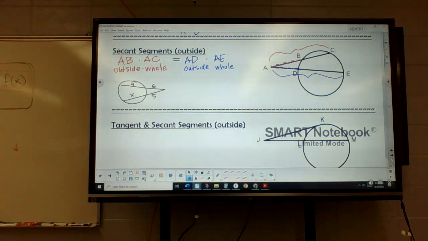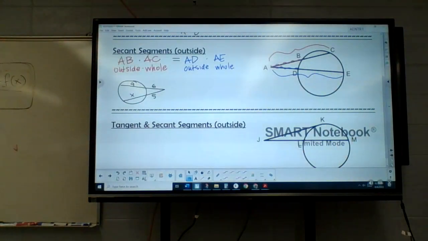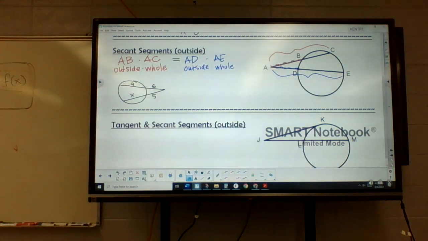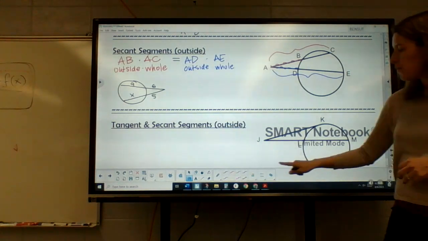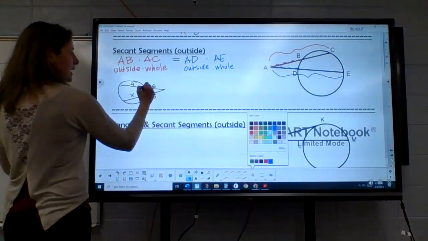So here's our example that goes with this one. Now, this is a little bit tougher than the last kind. You have to remember that you have to do the whole segment. So we start with the outside part. So the outside part in this case would be 6.